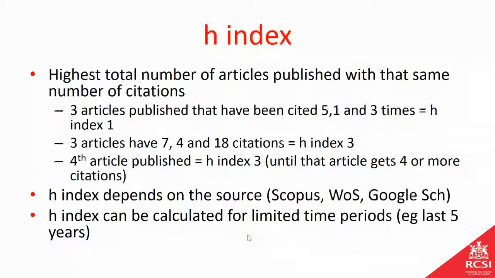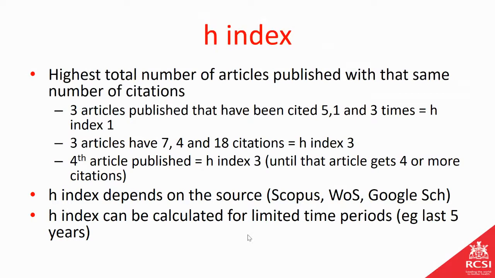And H-index is really just a single number, and it's the number of articles that you've published with that same number of citations. I've given an example here just because sometimes people can't get their heads around it. If you had 3 articles published, and so far they've been cited 5 times for one, 1 time for a second, 3 times for a third, your H-index would be 1, because you've got 1 article that's been cited once, but you haven't got 2 articles that have both been cited twice. That changes if your citations go up.